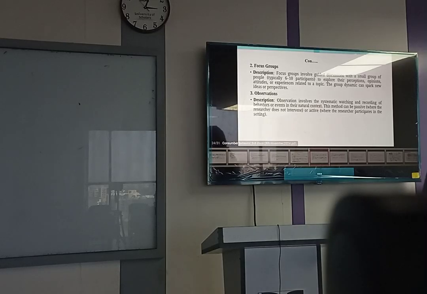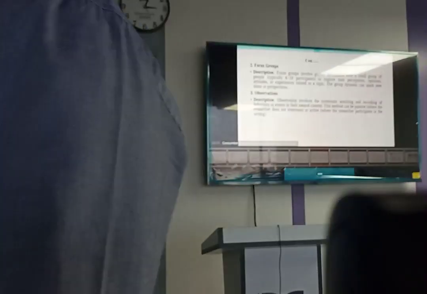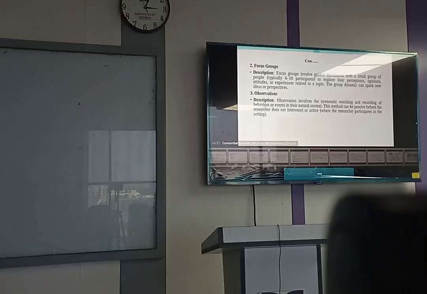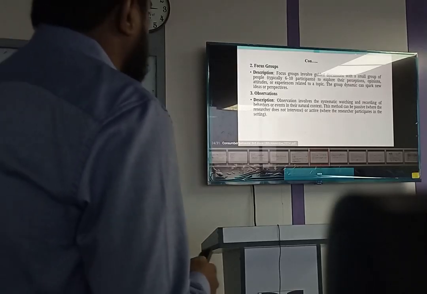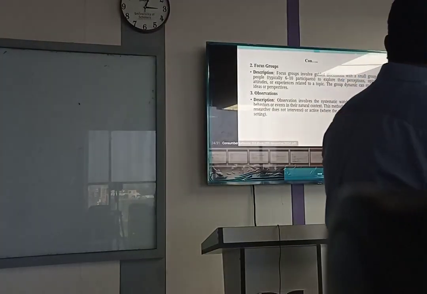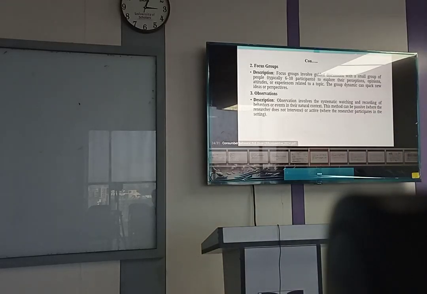Then focus groups. Previously I talked about focus groups. As you can see, focus groups involve guided discussion with a small group of people, typically 6 to 10 people, and they will talk about their perception, how they feel about things, what they think is good, what they think is bad, and their experience related to the topic. The group dynamic can spark new ideas as well.